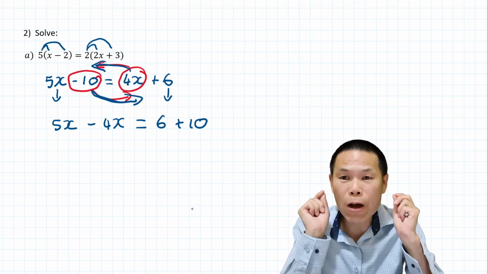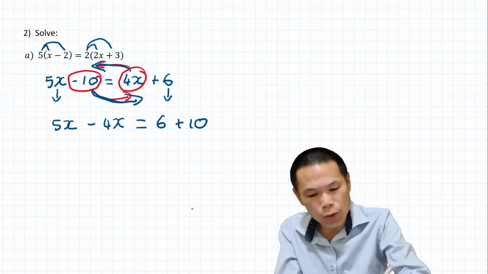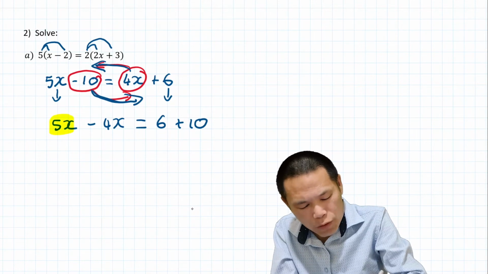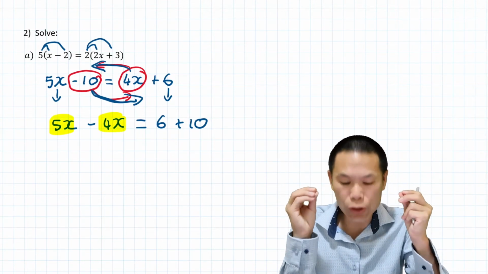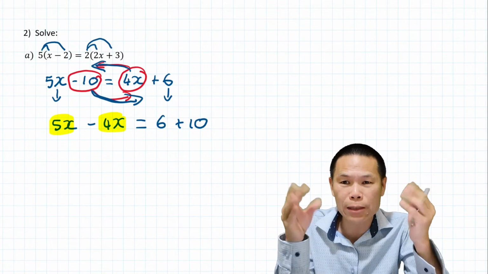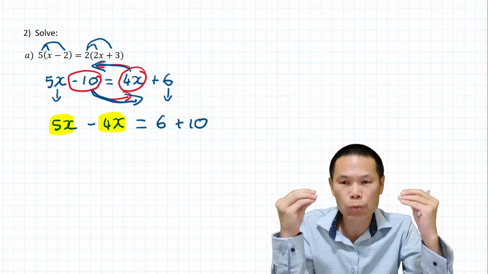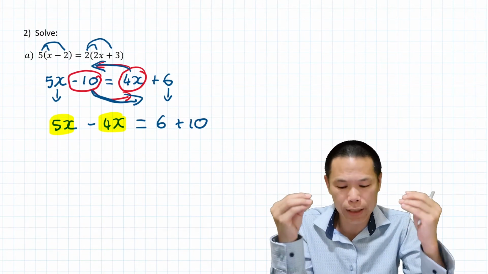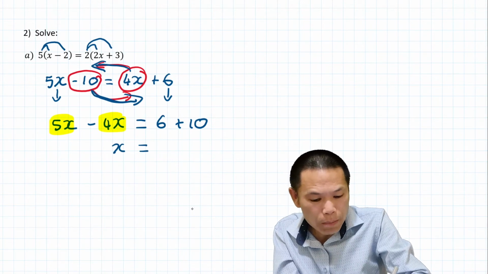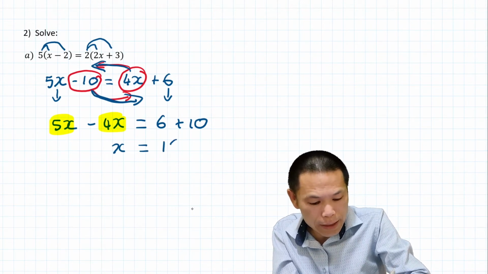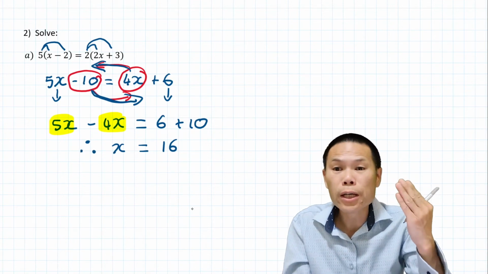There you go. So now what I do, I just simplify by collecting like terms, okay? So we have 5x minus 4x. So 5 minus 4 is 1. So it's 1x, but we don't write 1x, we just write x, okay? If you write 1x, nothing wrong with that, but we normally just write x if it's 1x. Keep that in mind. So x is equal to 6 plus 10, which is 16. So therefore, x is equal to 16.